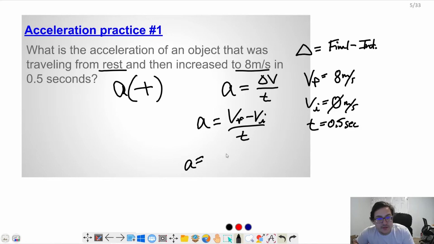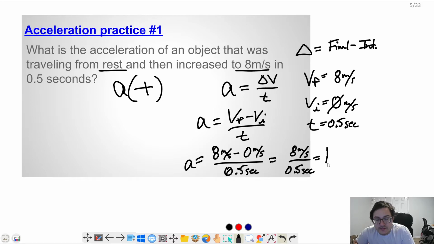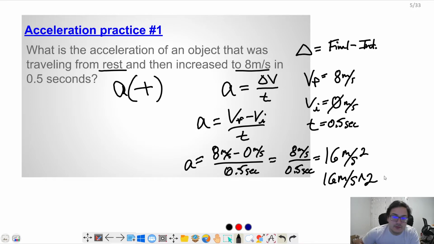All we need to do is plug and chug and check it out. So we got 8 meters per second minus 0 meters per second all over 0.5 seconds. 8 minus 0 is still 8, divided by 0.5 seconds, which gets us 16 meters per second squared. So if this was an answer on Schoology, for example, it would be 16 meters per second, caret 2.